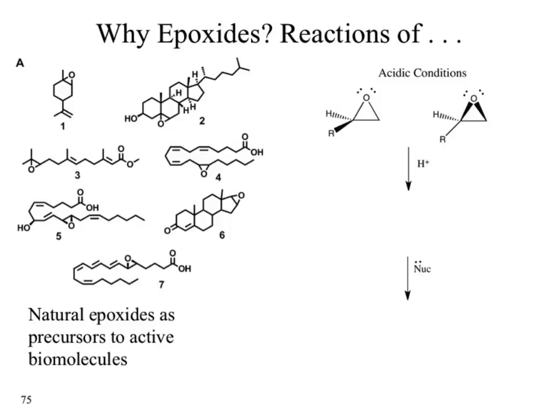Acidic conditions, what happens? Under acidic conditions, what's the most reactive thing? The acid. So what do I have to do first? Protonate. The acid is reactive because it is positively charged. What do I need to stabilize that positive charge? Electrons. Where do I have electrons in the epoxide? The oxygen. So the very first thing that happens, the oxygen donates its electrons to the hydrogen.